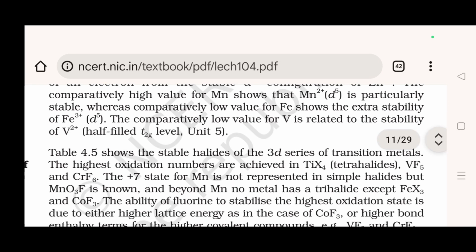Table 4.5 shows the stable halides of the 3d series of transition metals. The highest oxidation numbers are achieved in titanium TiX4, where X is a halogen atom, the tetrahalides, and in VF5 and CrF6. The +7 state for manganese is not represented in simple halides, but MnO3F is known, and beyond Mn no metal has a trihalide except FeX3 and CoF3.